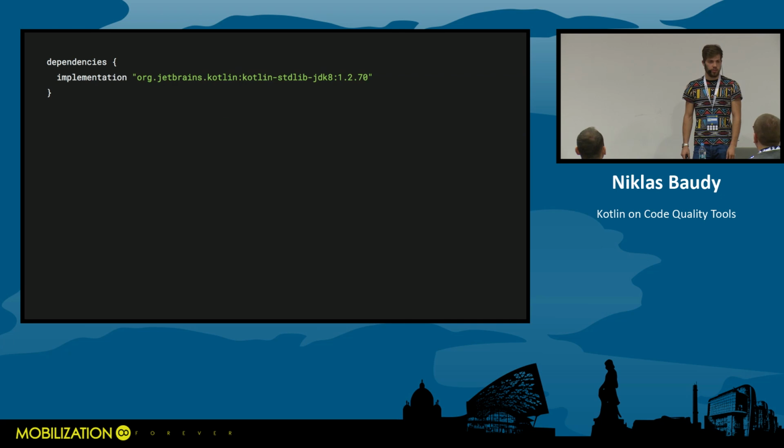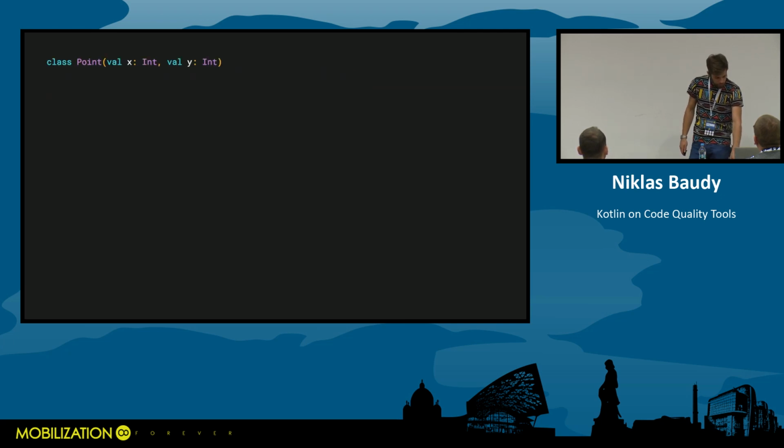Another check that is also useful is for checking dependency updates. For instance, there's the Kotlin runtime library. It's 1.2.70, but there's actually a newer version. So those tools can also check that. And then also classes like this, where we have two parameters, and they should be data classes.